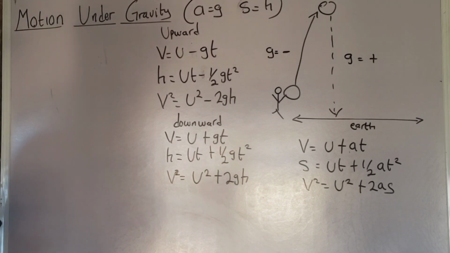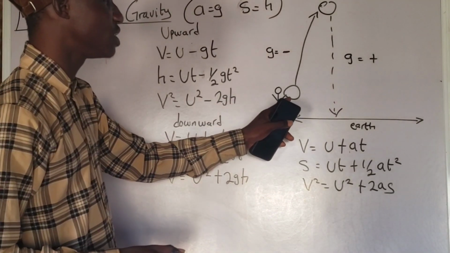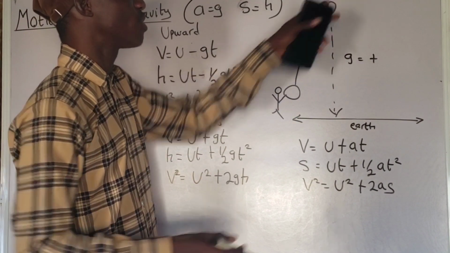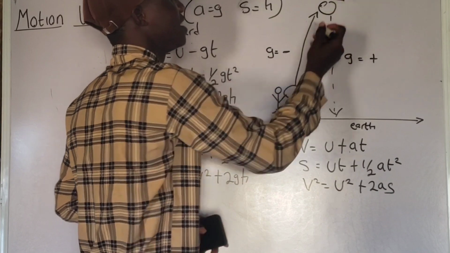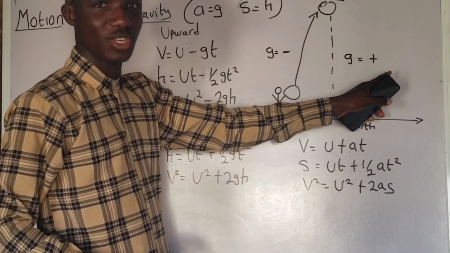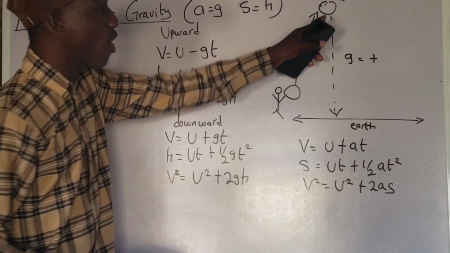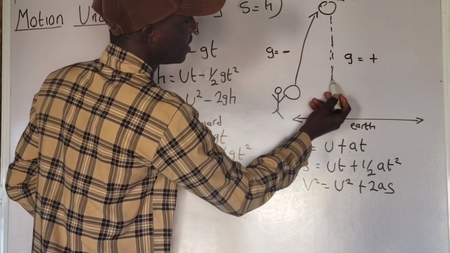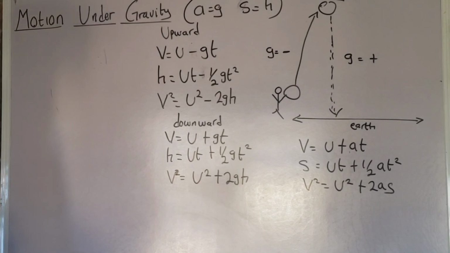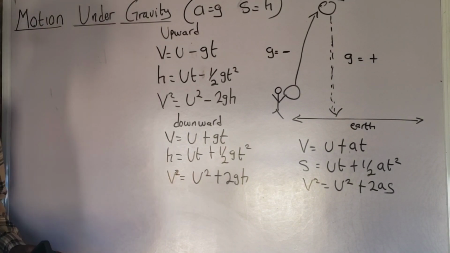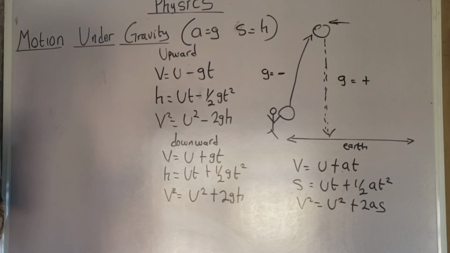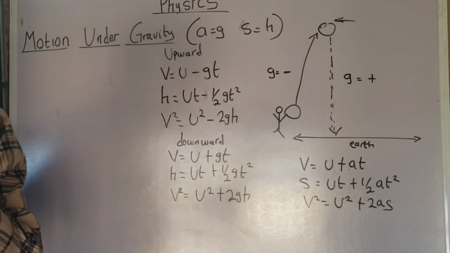For example, look at this ball. This boy was holding this ball, then threw it upward. The acceleration due to gravity is negative here. Immediately the ball gets to its maximum height, it comes down. The acceleration due to gravity becomes positive, because the ball is moving downward, towards the force of gravity of the earth. So that is the two cases. Now let us proceed. There are another three important points that I want you to note.